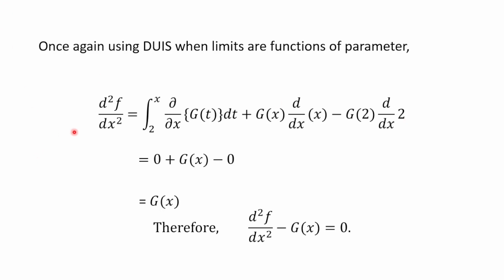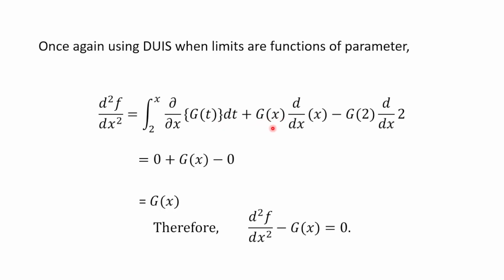Now ∂/∂x of g of t. This g of t is a function of t only, a function of a single variable t, and we are differentiating it partially with respect to x. So its partial derivative with respect to x is going to be 0. Hence we got 0 for this first term.